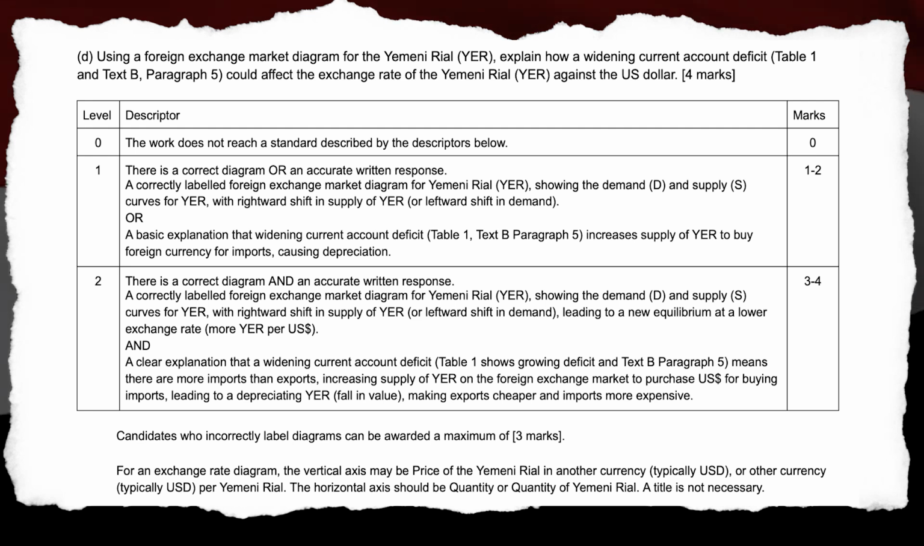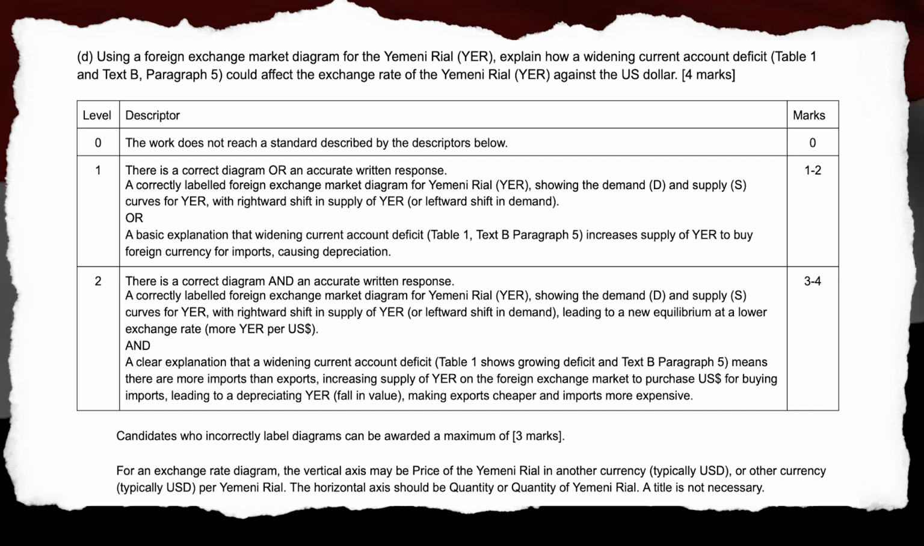And a clear explanation that a widening current account deficit, Table 1 shows growing deficit and Text B, Paragraph 5, means there are more imports than exports, increasing supply of YER on the foreign exchange market to purchase US dollars for buying imports, leading to a depreciating YER, fall in value, making exports cheaper and imports more expensive. 3 to 4 marks. Candidates who incorrectly label diagrams can be awarded a maximum of 3 marks.